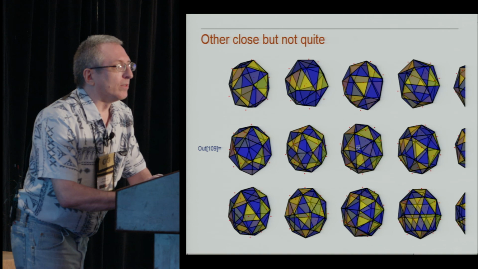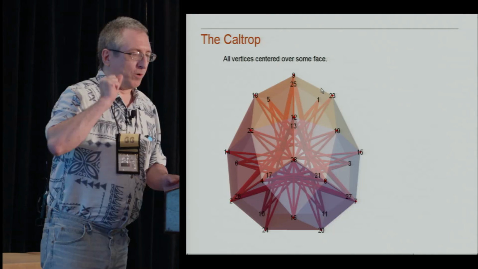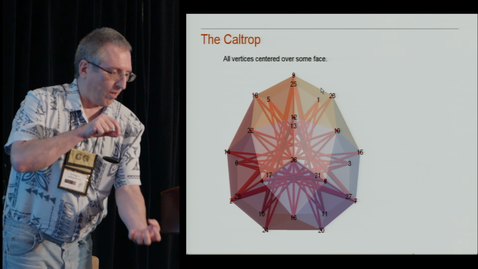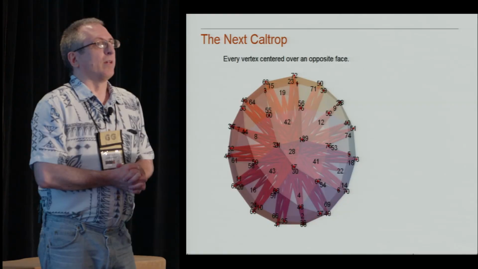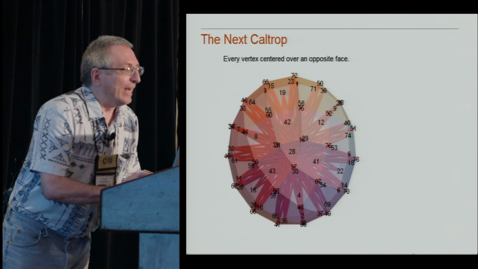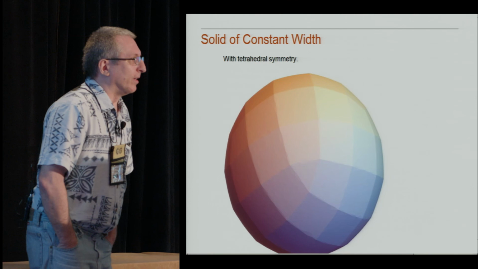Now, if those previous ones were all blue, meaning all the faces were completely supported, you would have what I call a caltrop. No matter how you drop it on the floor, every vertex of the bottom face is distance one from the upper vertex. So this thing is always pointing straight up, which is good for what's called a caltrop, the tetrahedron being the smaller one. Going up, here is the next caltrop that I found. And you can use that to make a new solid of constant width with tetrahedral symmetry.